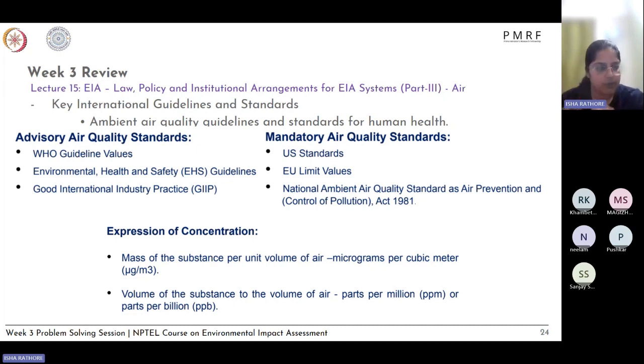So, how many grams of a pollutant are present per cubic meter of air? That is one concentration measurement which we use when we measure these pollutants. The other which we use is volume of substance to volume of air, so this is in parts per million (ppm) or parts per billion (ppb). So how much part of that air is basically pollutant, the volume of the pollutant to the volume of air. It gives you parts per million or parts per billion, whatever the volume of air being used is. So these are the concentrations in which we measure air pollutants.